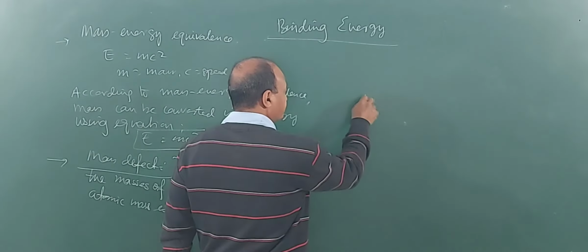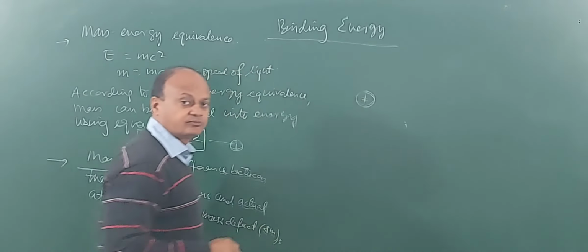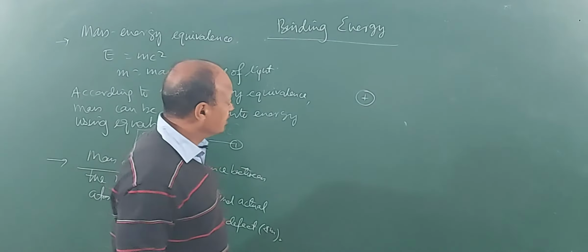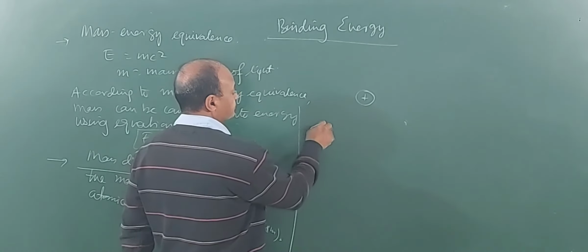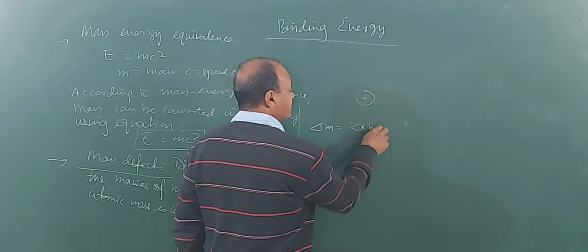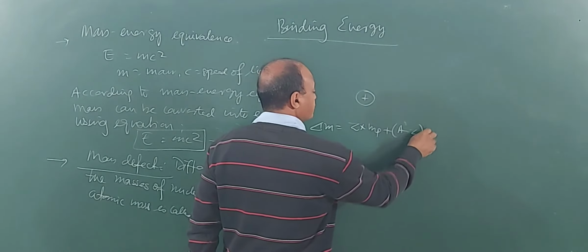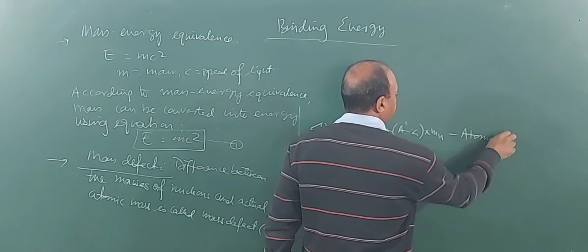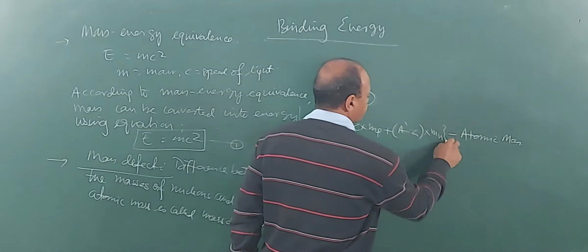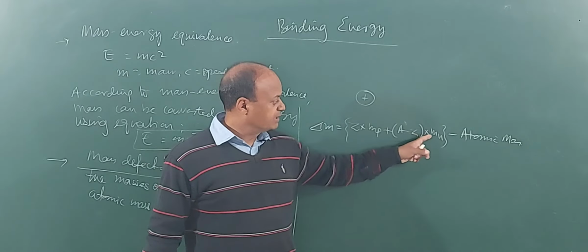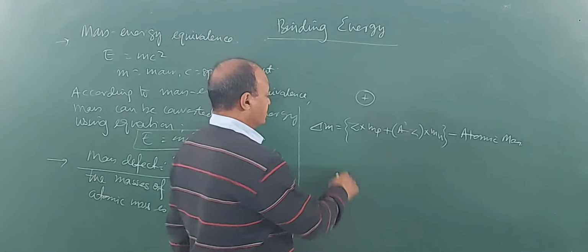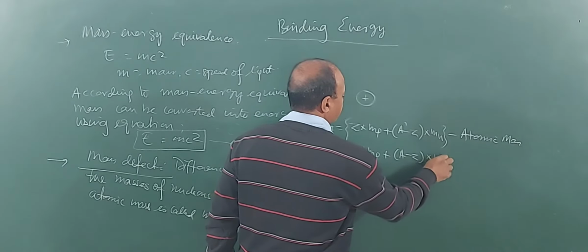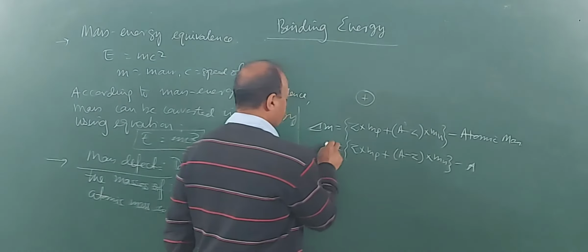Now children, suppose you have a nucleus here and this nucleus has atomic number Z and mass number A, that means there will be Z protons and how many neutrons? A minus Z neutrons, yes. Then for mass defect our equation will be Z into mass of each proton plus A minus Z into mass of each neutron minus atomic mass. And this atomic mass will be given to you. So, you can very well use this equation. Clear? You can also write it like this: Z into mass of proton plus A minus Z into mass of neutron minus A. So, this will be mass defect.